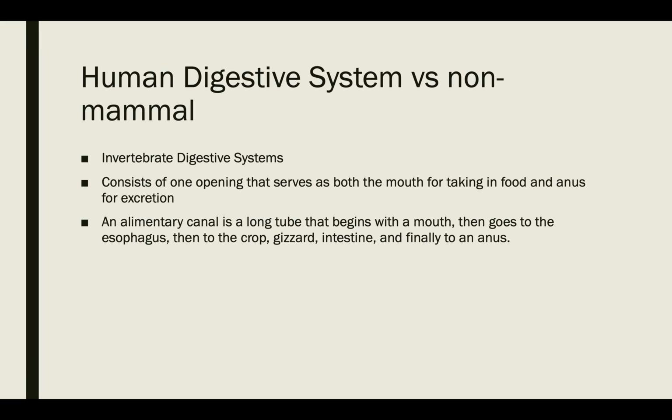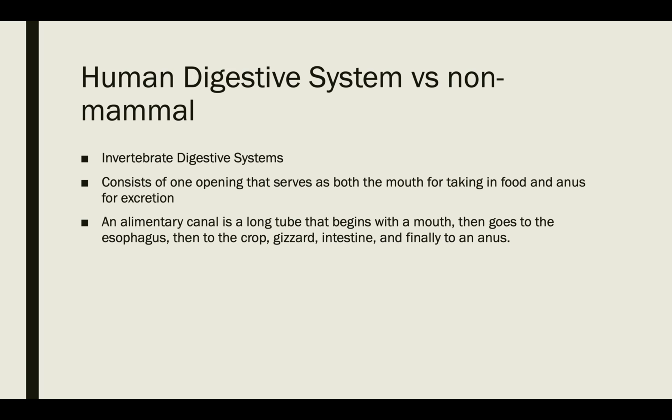So here is an invertebrate digestive system compared to the human digestive system we talked about. This one consists of one opening that serves as both the mouth for taking in food and the anus for excretion. An alimentary canal is a long tube that begins with a mouth, then goes to an esophagus, like the human, but then it goes to the crop, a gizzard, intestine, and finally to the anus.